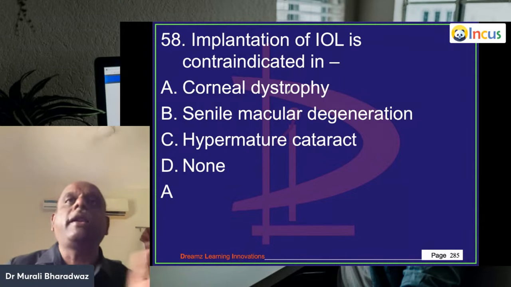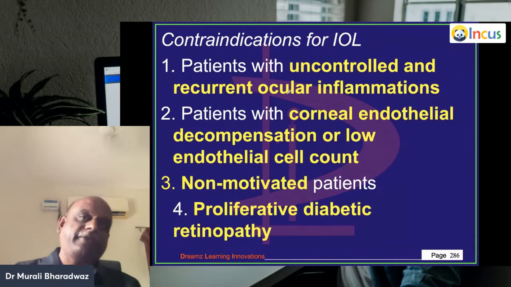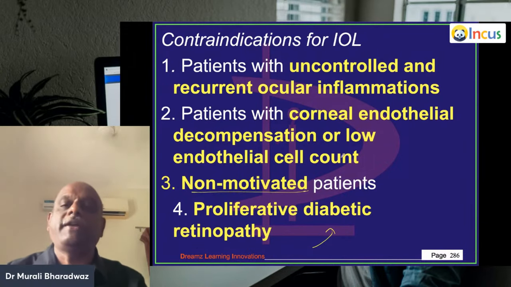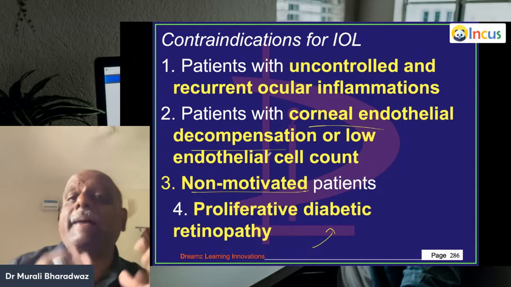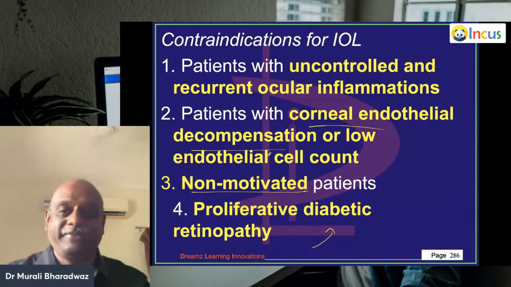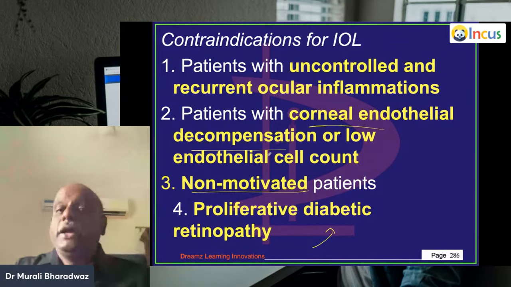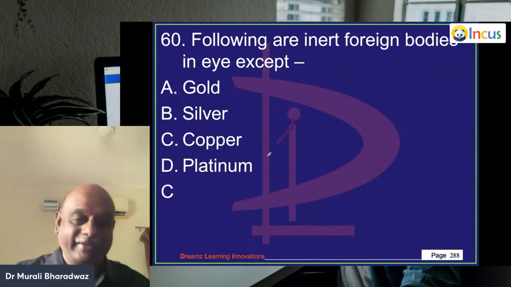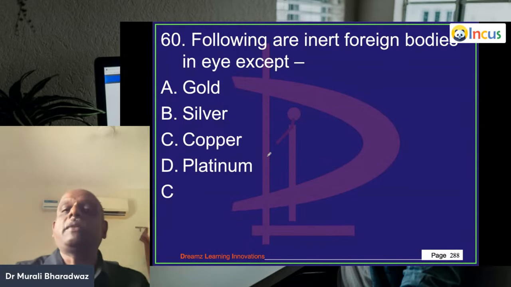IOL, what are the contraindications? Corneal dystrophy, any proliferative diabetic retinopathy, non-motivated patient, corneal endothelial decompensation, if it is there, if you put the IOL, it will further worsen the cornea. Any recurrent ocular inflammation, uncontrolled ocular inflammation, is a contraindication. All visual reflexes develop by 1 year. Gold, silver, platinum, they're all inert foreign objects, not the copper.